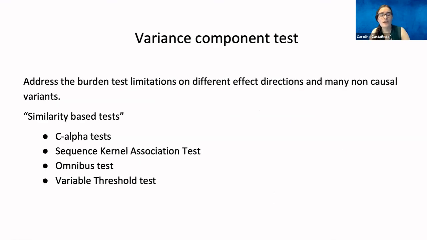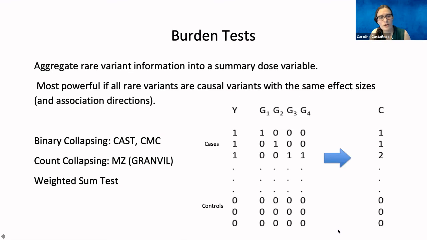But there are other ways, like the variance component test. And these variance component tests address the burden test limitations on different effect directions and many non-causal variants. So if we go back to the burden test, if we were to put maybe one variant here, for example, we would see that having two variants in the same region for the cases would increase the risk, but it would not be significant because then you would have one protective variant.